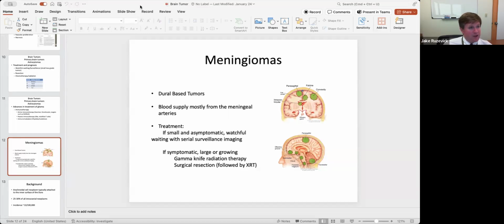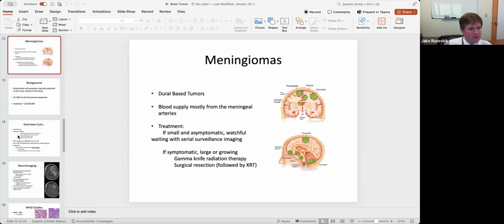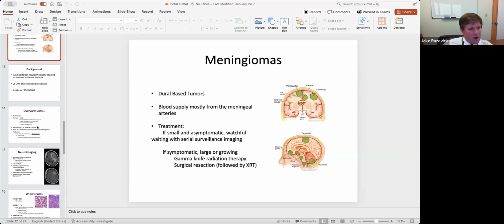When they grow and cause significant mass effect or swelling within the brain, that's when we want to start thinking about treatment. And in general, depending on where they are, surgery is the first line therapy for them. Radiation also works very, very well for small asymptomatic lesions. You can kind of treat prophylactically. But in general, we don't treat with radiation until we see growth of these lesions.